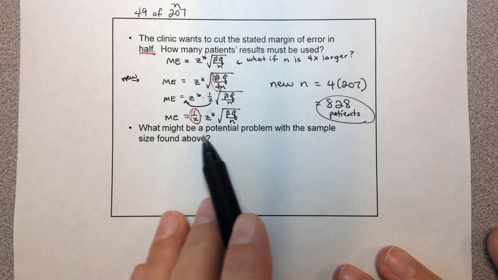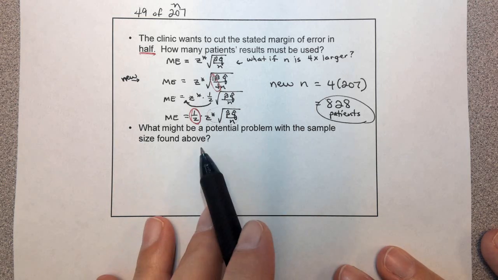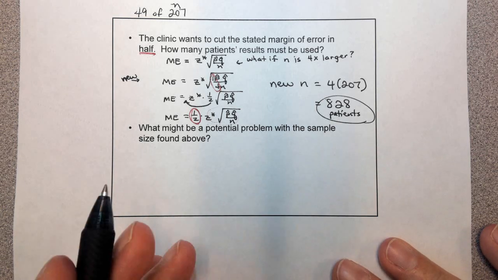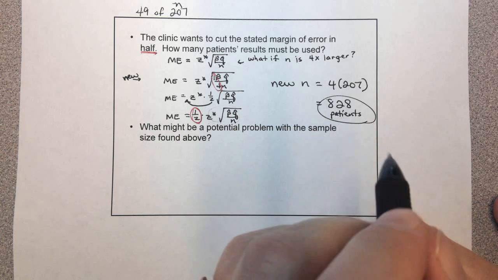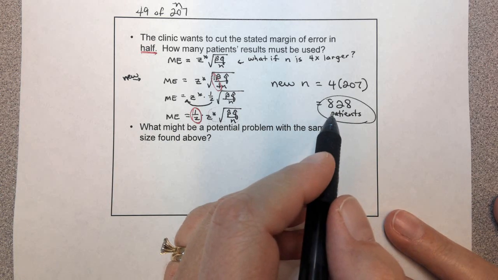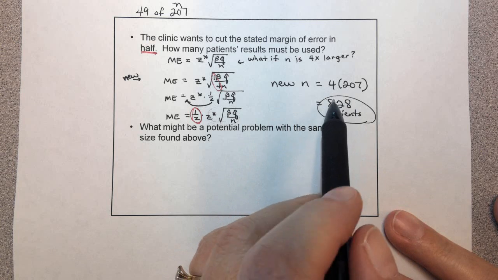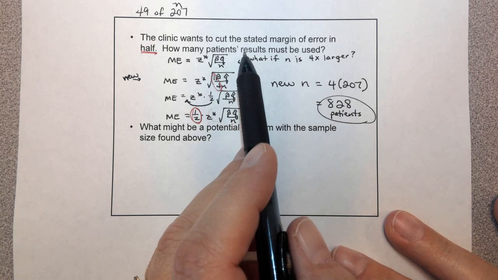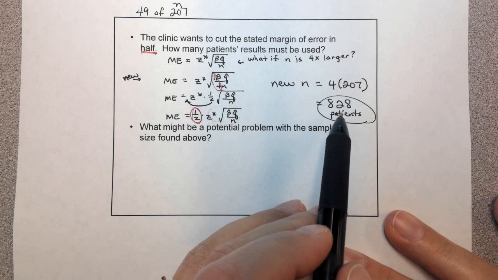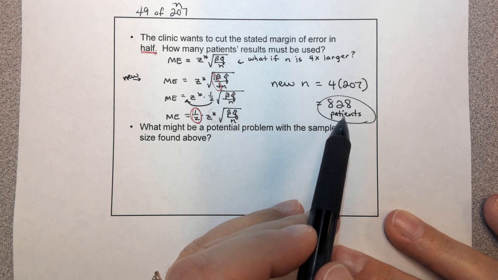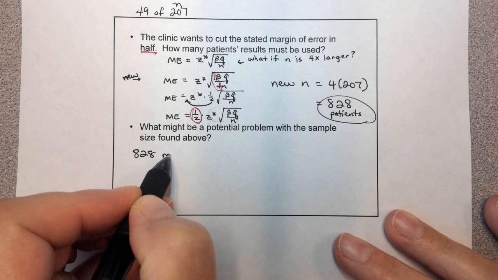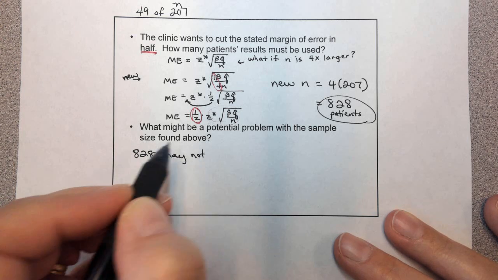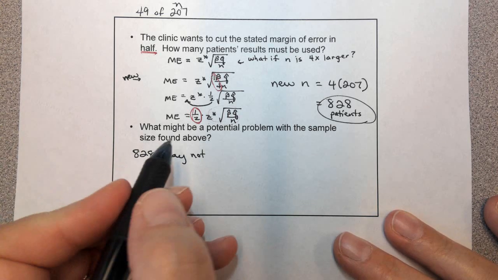Question 2. What might be the potential problem with the sample size above? Well, the only one that really jumps out is that it might be kind of big. We have to say less than 10% of our total. And is it reasonable for a reproductive clinic to see more than 8,000 patients in 1998? Well, maybe, maybe not. So 828 may not. We don't know for sure. It's a might. That's the best we can do.